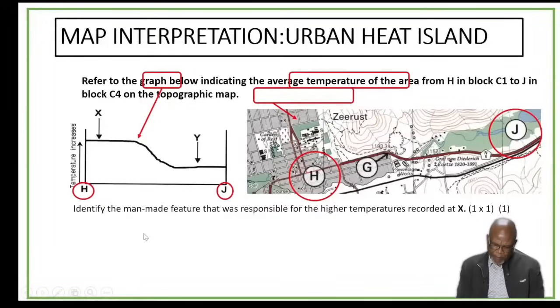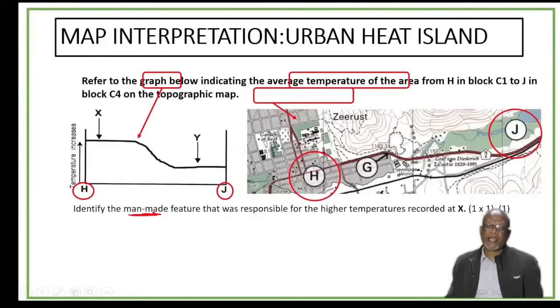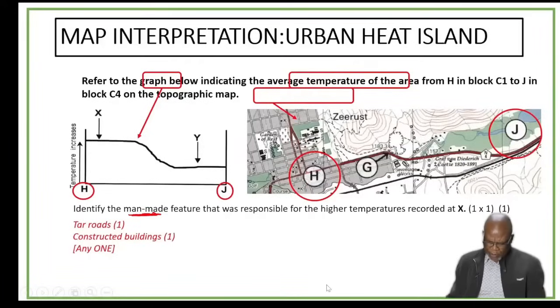So what must you identify? You must identify man-made. Remember, in our previous slide, we're talking about the temperatures in urban areas and rural areas. Where are temperatures higher? Temperatures are higher in urban areas than in rural areas. Now, we must give the reason why temperatures are higher in urban areas. Number one, the tar roads, constructed buildings, these are the features that are going to make the temperatures higher in urban areas than in rural areas.